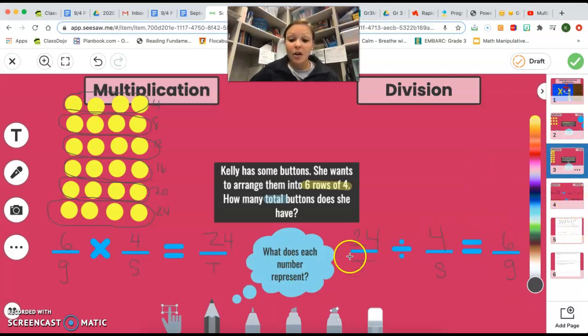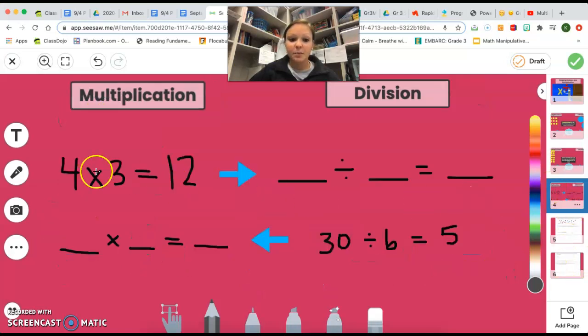So as you can see, all I did was flip the problem. 24, we changed that equal sign to a division sign, divided by 4 equals 6. So let's practice.